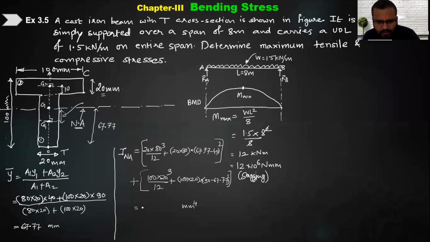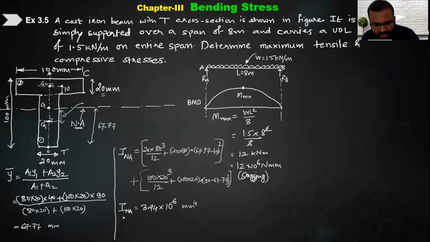394.41 into 10 raised to 4. 394, can I write 3.94? Yes, then it will be into 10 raised to 6. Is it correct? Yes, sir. Okay, so many are saying it is correct. Okay, fine. Now let's continue.